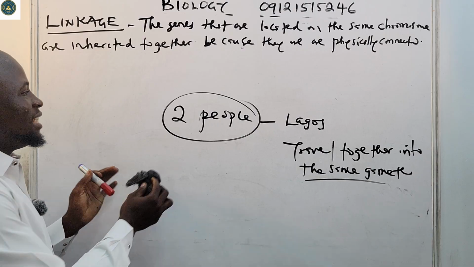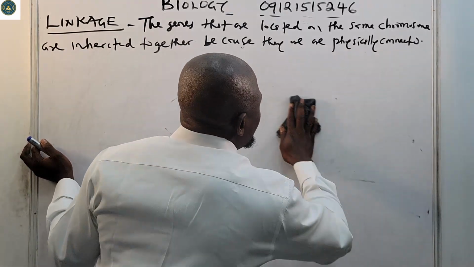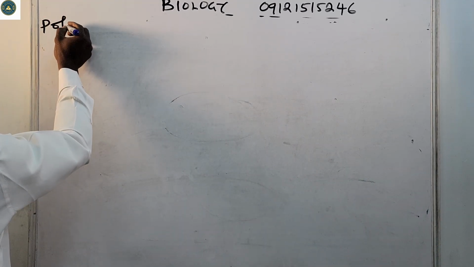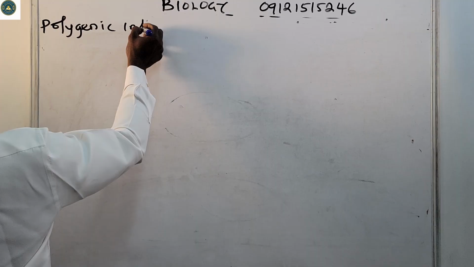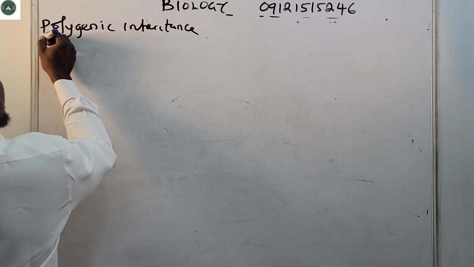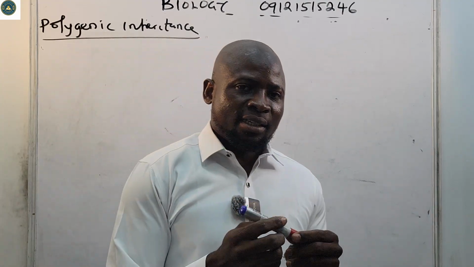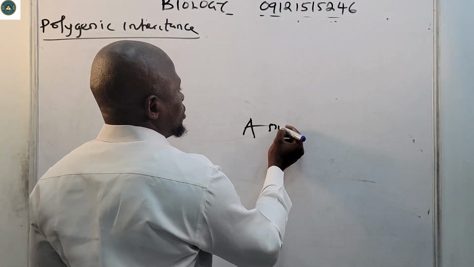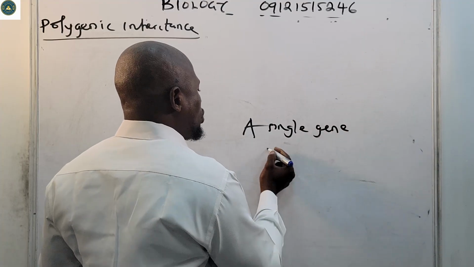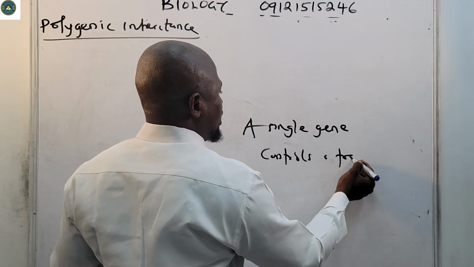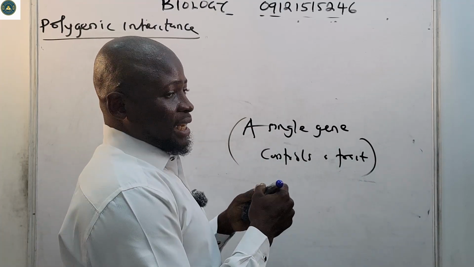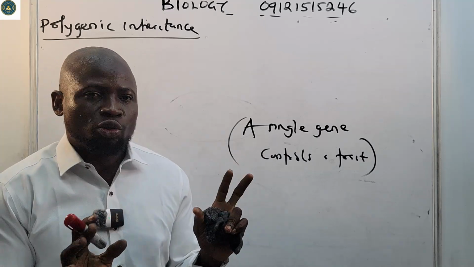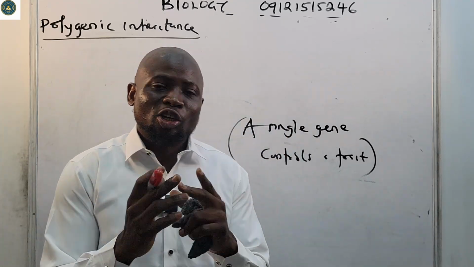So now let us look at polygenic inheritance. Normally in Mendel's genetics, we know that a single gene controls a trait, just like we saw in Mendel's experiment on the peas. A single gene controls a trait, but in polygenic inheritance, this is not what happens.